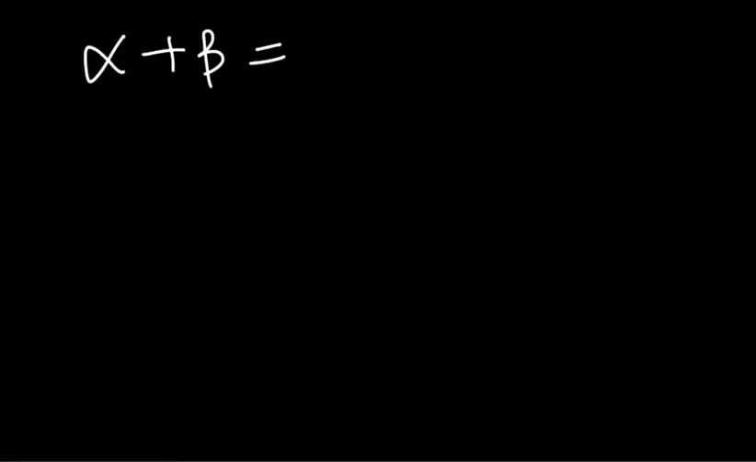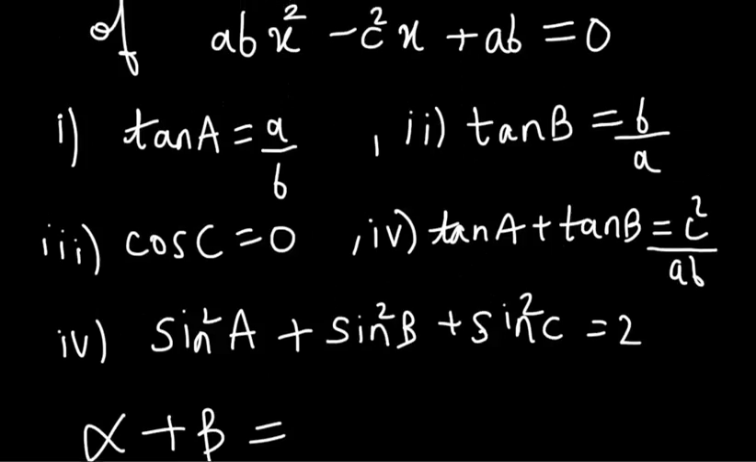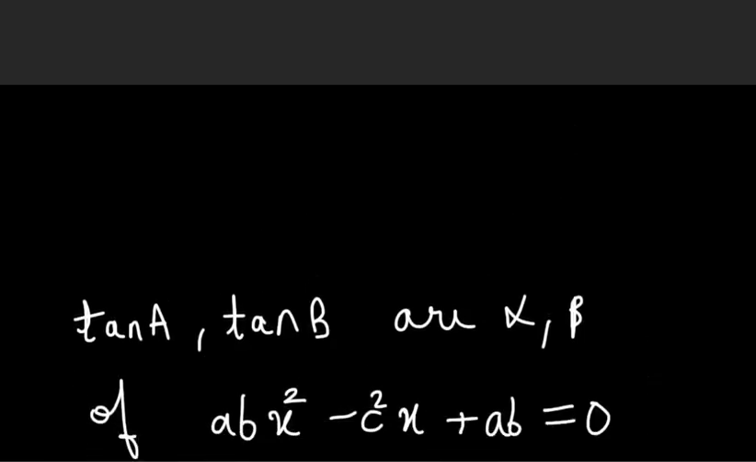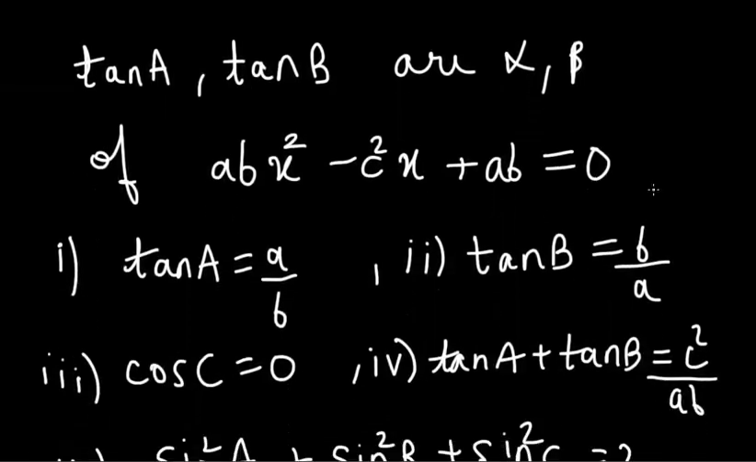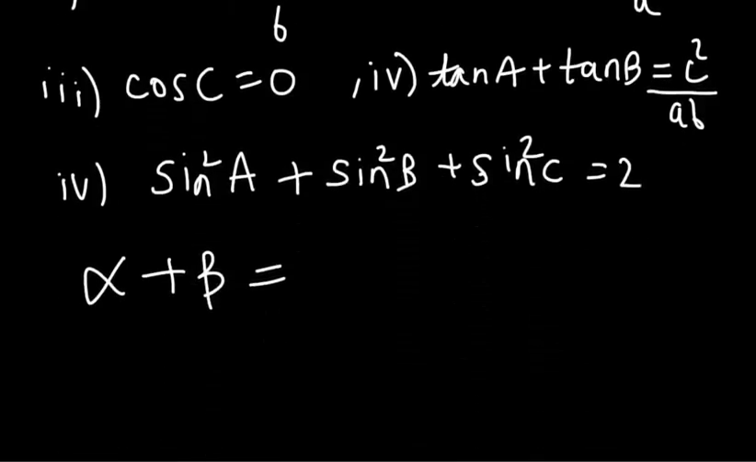So if we go back to our equation, in order to calculate the relations between sum of the roots and product of the roots, we need to divide both sides by the leading coefficient AB. If we do that, this will become 1, this will be minus c square upon AB, and again this will become 1. So the sum of the roots is equal to the negative coefficient of x, which is c square upon AB, and the product of the roots is equal to 1. So let's write down these two results here.